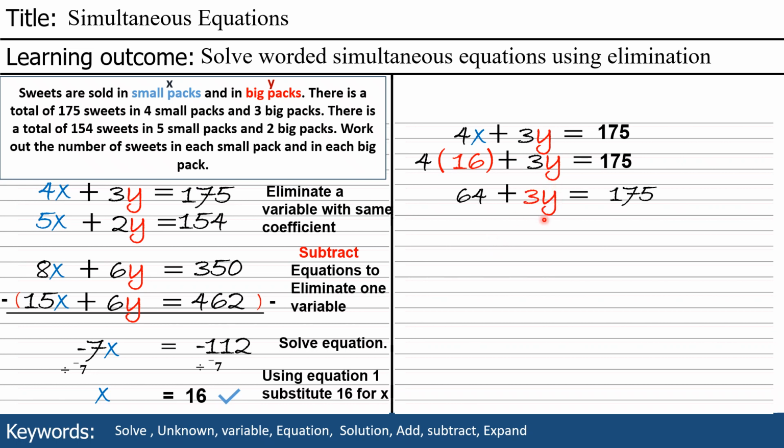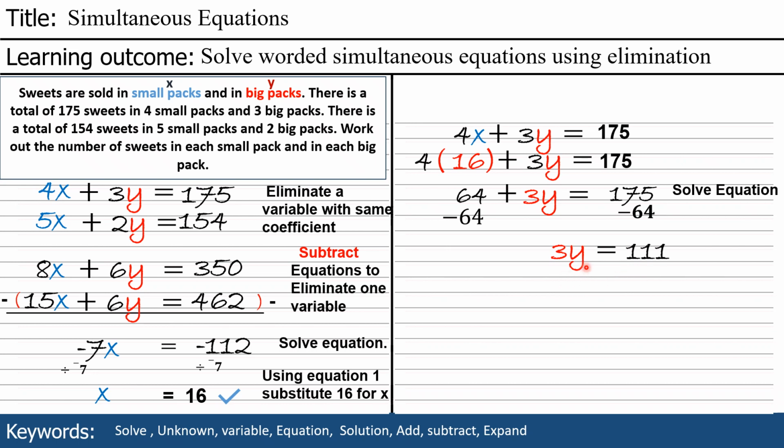3y equals 175. Let's solve by reversing the last operation done to y. So this is add 64. The reverse of add 64 is subtract 64. And we subtract 64 from both sides of the equation. So that means 3y will be equal to 175 subtract 64, which is 111.